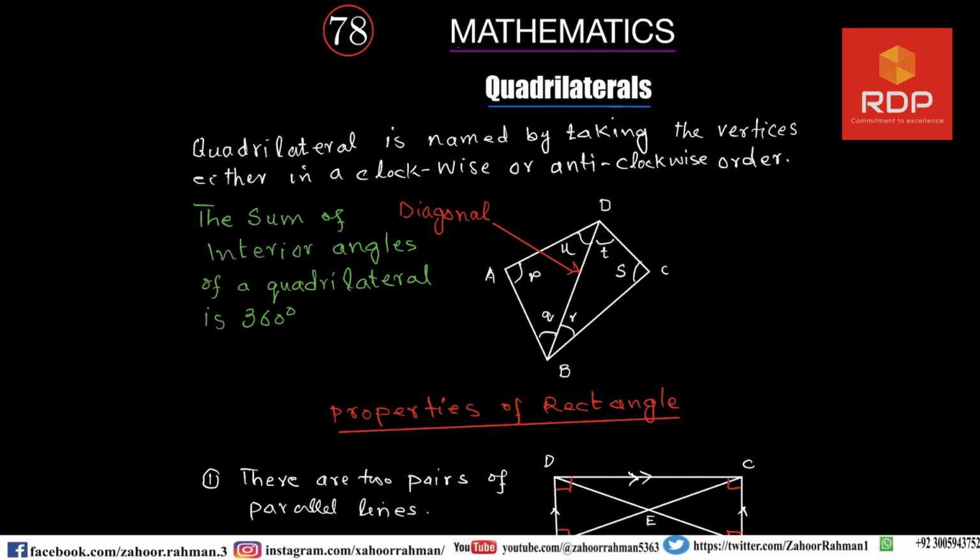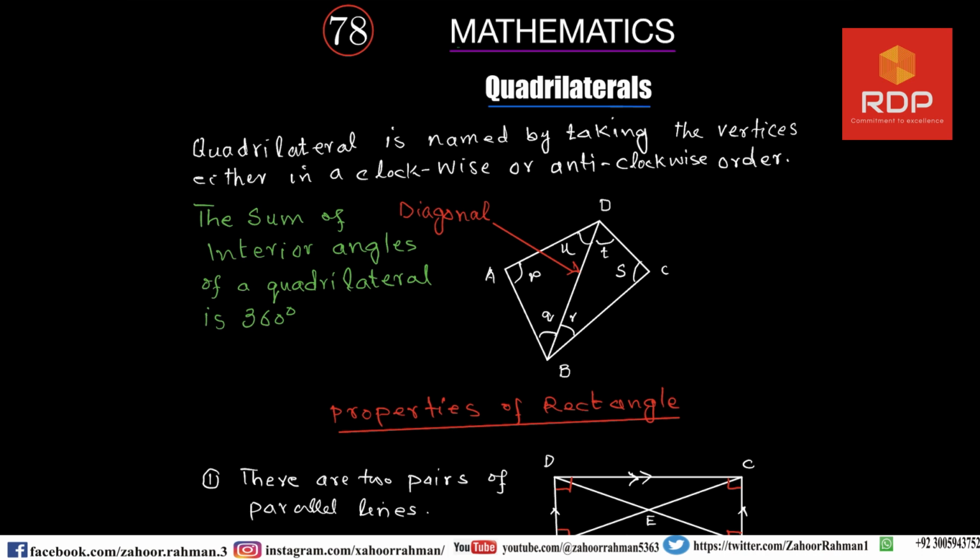In today's lecture, we are going to talk about quadrilaterals. Now, quadrilaterals are shapes that contain four angles, and the sum of all those angles is equal to 360 degrees. About quadrilaterals, there is only one theorem, and that is the sum of interior angles of a quadrilateral is equal to 360 degrees.